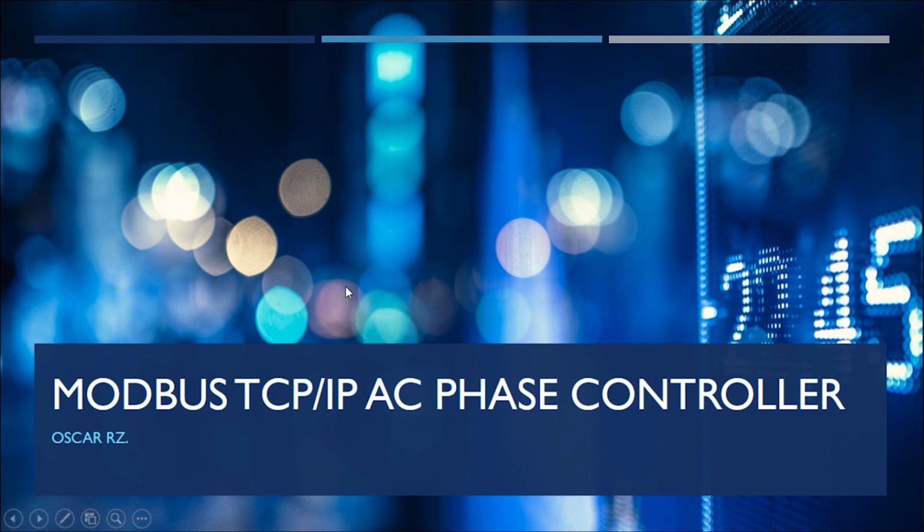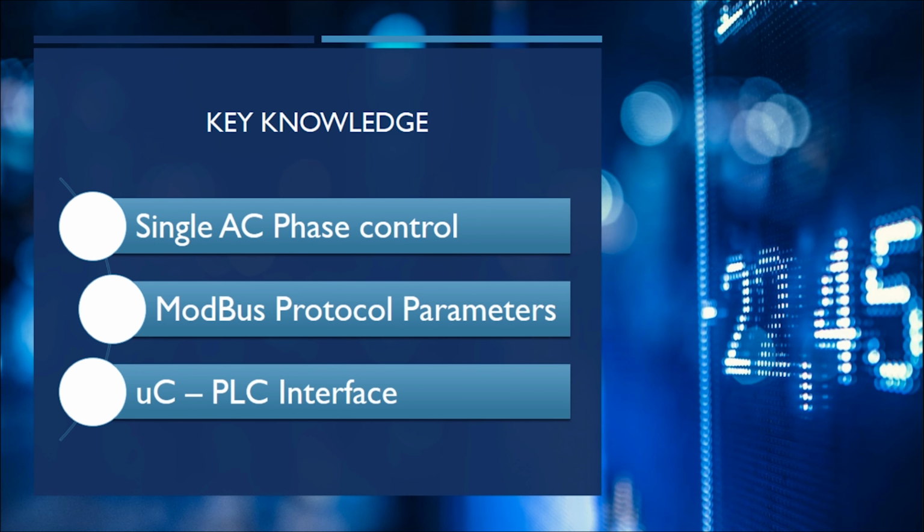Hello friends, in today's video I'm going to show you the functionality of a proof of concept of an AC phase controller being controlled through Modbus TCP Industrial Communication Protocol. I'm going to explain first of all a high overview of the theory of AC phase control. In the second place, I'll explain the main Modbus protocol parameters being used inside a PLC S7-1200 to communicate with the AC phase controller device. And in the third place, I'll show a demonstration of 3 applications this controller can be applied to.